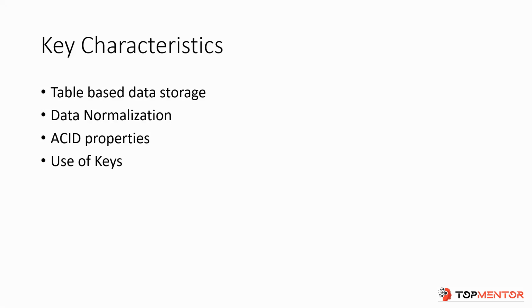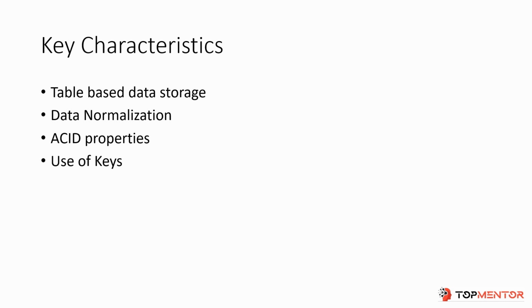If we talk about the key characteristics of RDBMS, the first is table-based storage. Data is stored in tables, which are composed of rows and columns. The second point is data normalization, a process to organize data to minimize redundancy and improve data integrity. Then we talk about ACID properties, which ensure reliable processing of transactions. ACID in RDBMS stands for atomicity, consistency, isolation, and durability.